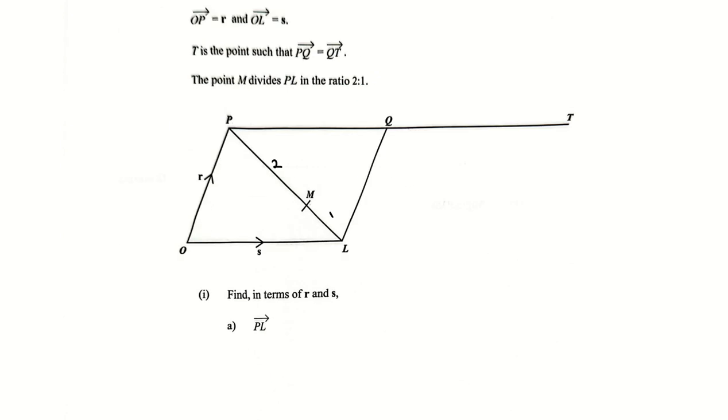Right, and we know in parallelograms, opposite sides are equal, so this would be vector R and this would be vector S. Now if PQ is equal to QT, then this also would be vector S. So they said find PL in terms of R and S.